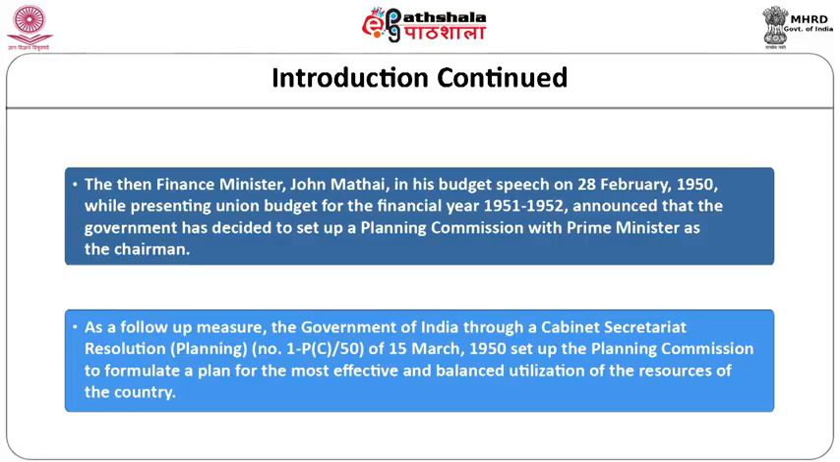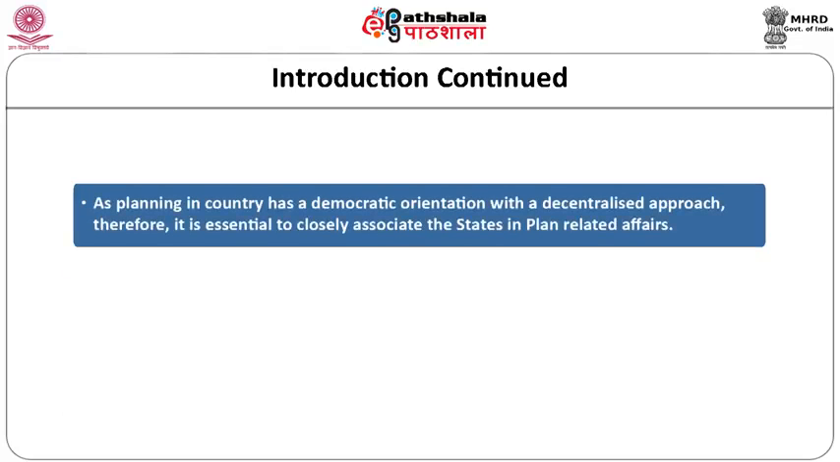The Planning Commission, during the initial years of its inception, recognized the utility of having a coordinating body in planning matters. The need for such a body was felt because the Constitution of India lists economic and social planning in the concurrent list, and thus both central and state governments have responsibility regarding planning matters. As planning in the country has a democratic orientation with a decentralized approach, it is essential to closely associate the states in plan-related affairs.